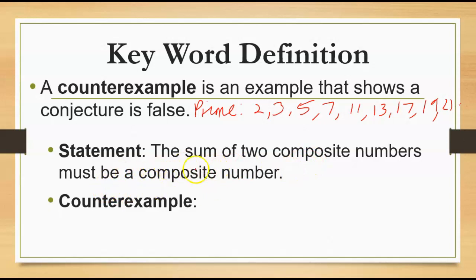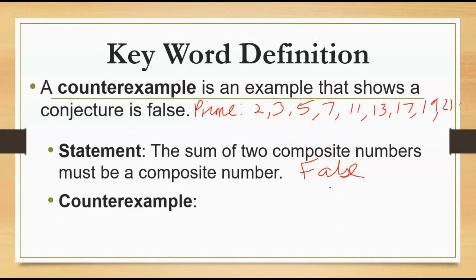If they're asking us to provide a counterexample, that means the statement must be false. If the statement is true, then there will be no counterexample. So for there to be a counterexample, it means the statement is false. So if it is false, find a counterexample to prove that it is false. If we can find any two composite numbers that we can add and get a prime number, then that would be a counterexample.